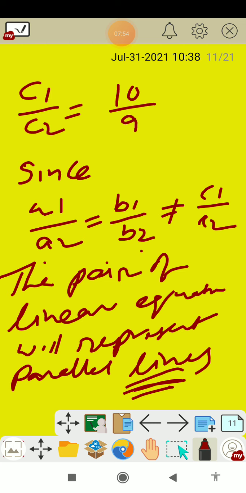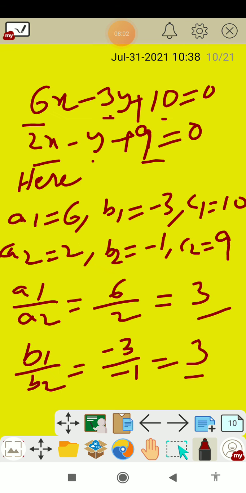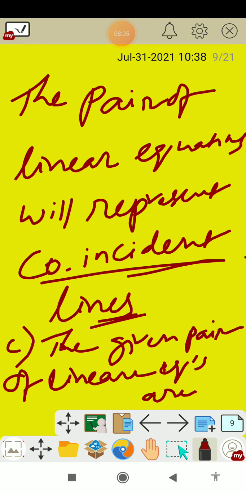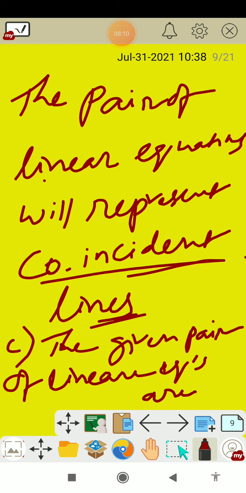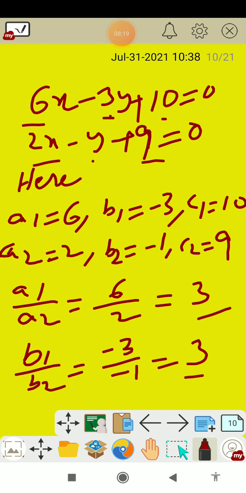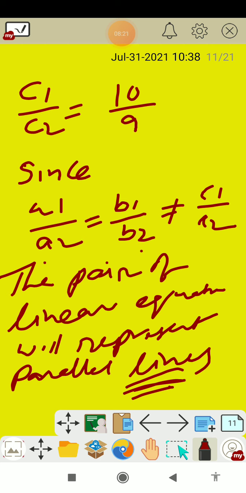Next, if a1 by a2, b1 by b2, c1 by c2 are all three equal, then what do you say? That is what we saw in the second problem. These three being equal means the linear equations represent coincident lines. In the third form, a1 by a2 is equal to b1 by b2, not equal to c1 by c2. Then the pair of linear equations will represent parallel lines.